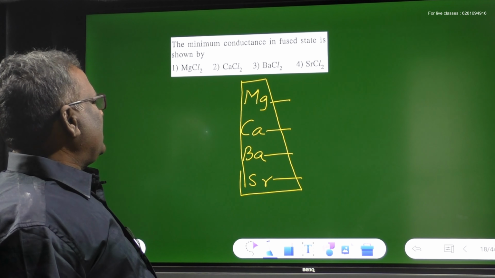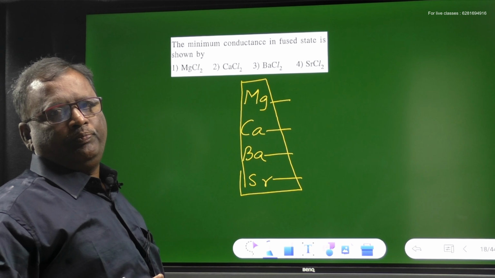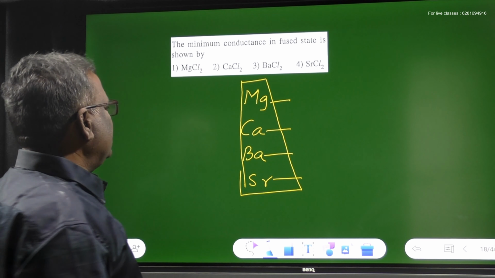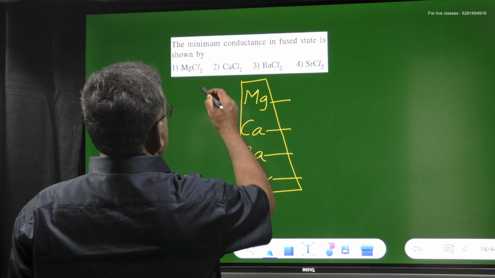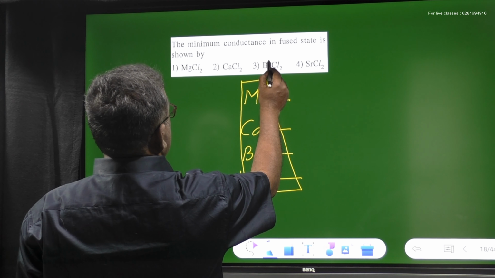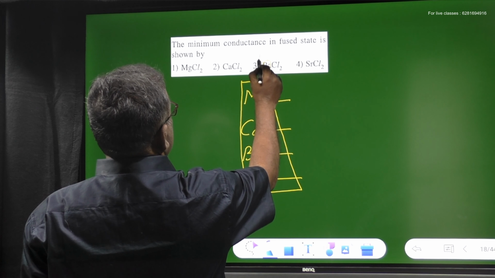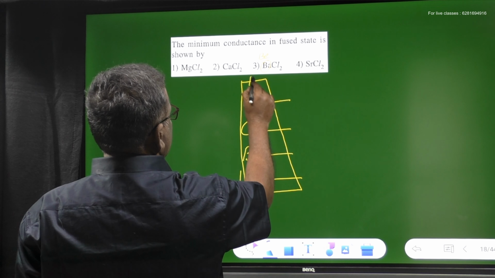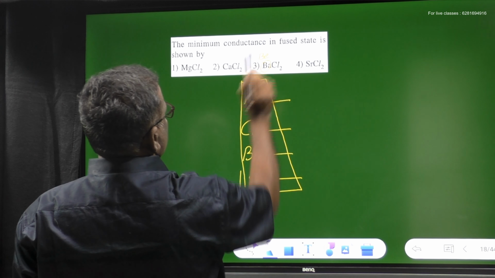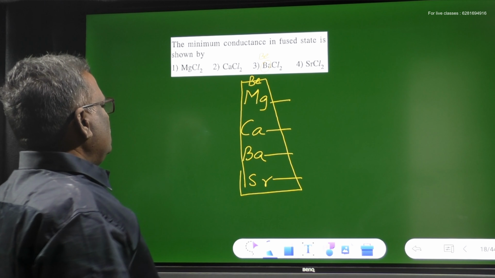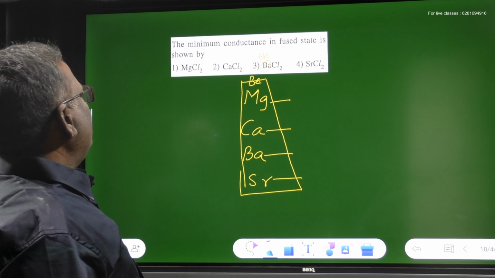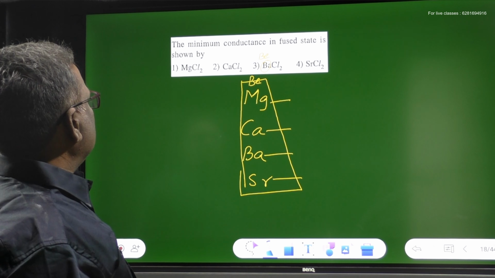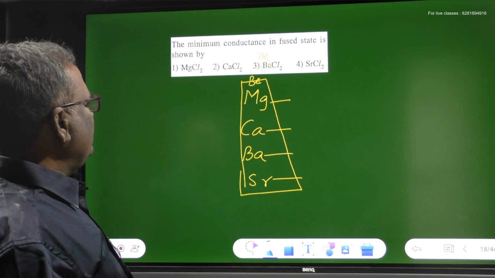So here they are asking minimum conductance. Actually here, instead of Ba, most of the books are giving BeCl2. BeCl2 is a covalent compound, so it is at the top. So it will conduct the least, minimum conductance in its fused state.